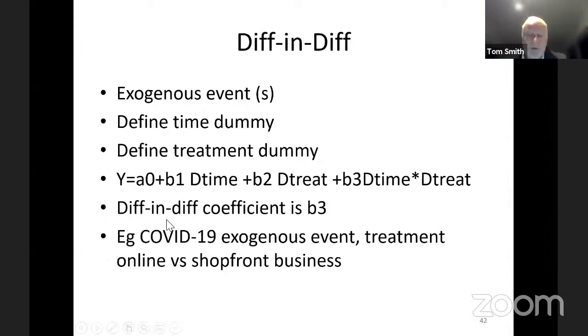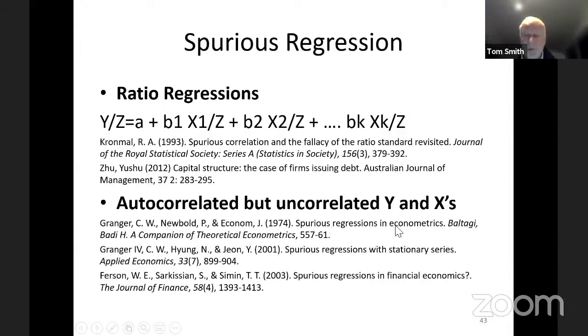Well, if it was a random walk, then Granger and Newbold would tell you that even though the y and x are uncorrelated, because they're a random walk, they're exploding together, and there will seem to be a relationship. You get a high R squared. But then Granger and Huang and Jin show you that can happen also if the y's and x's are stationary, that you have an autoregressive function of the y's and x's. And Perrson, Sarkissian, and Simon show how that can occur in financial economics. So there are 2 things to look out for, and these are the references.